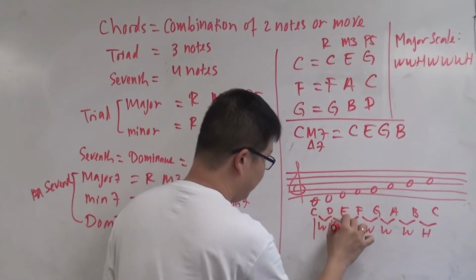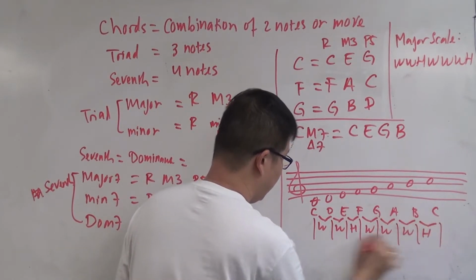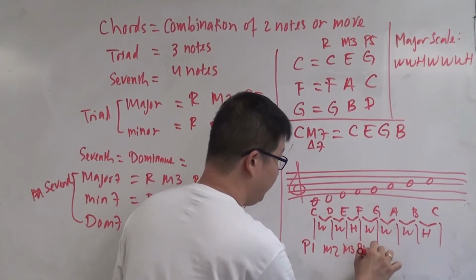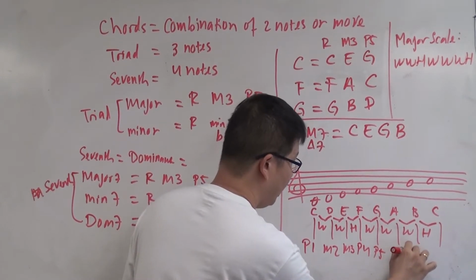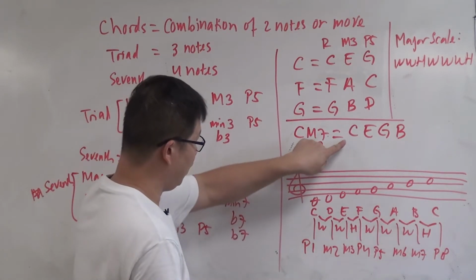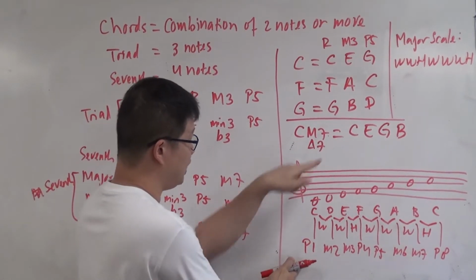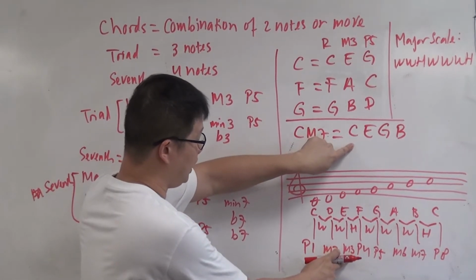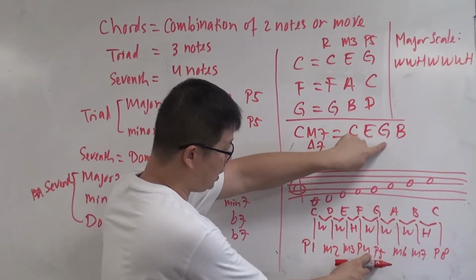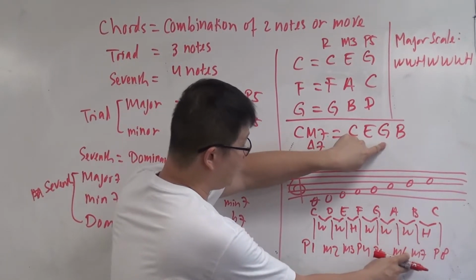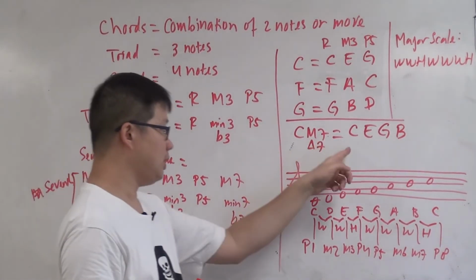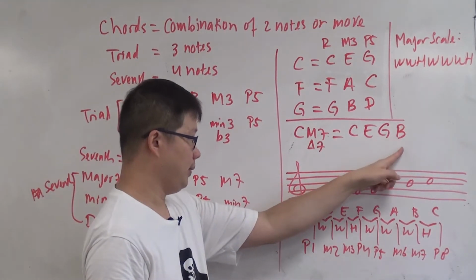Then I'm going to put the interval. This is P1, M2, M3, P4, P5, M6, M7, and P8. Now the root of C is P1, which is C. The major third of C is E. The perfect fifth of C is G, and the major 7 of C is B. So the answer for C major 7 notes are C, E, G, B.